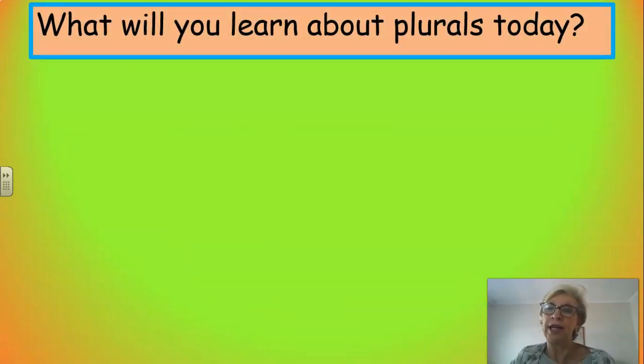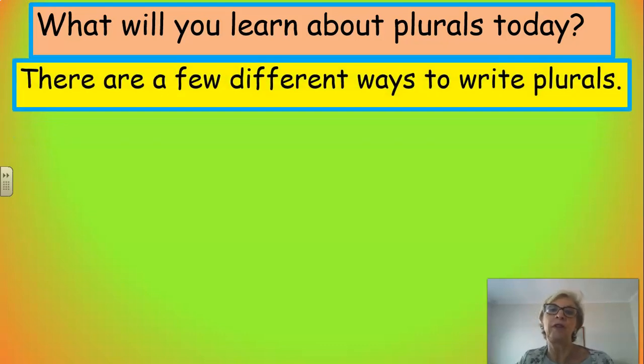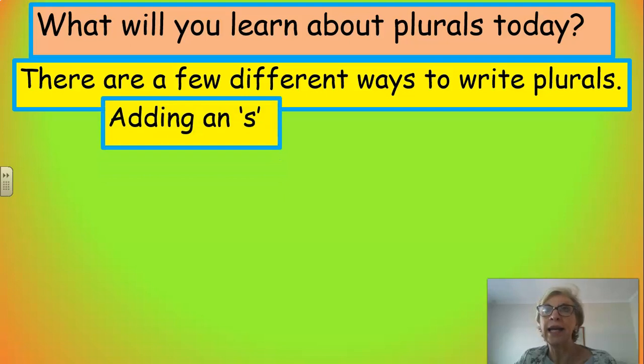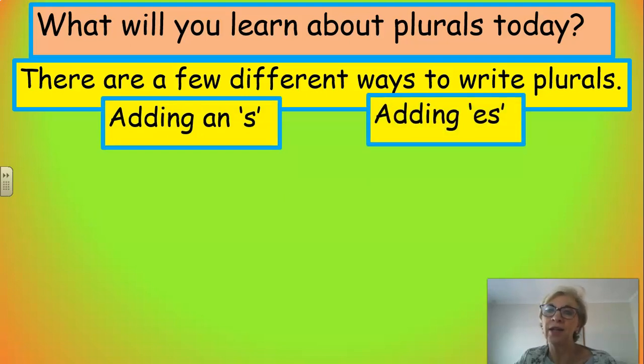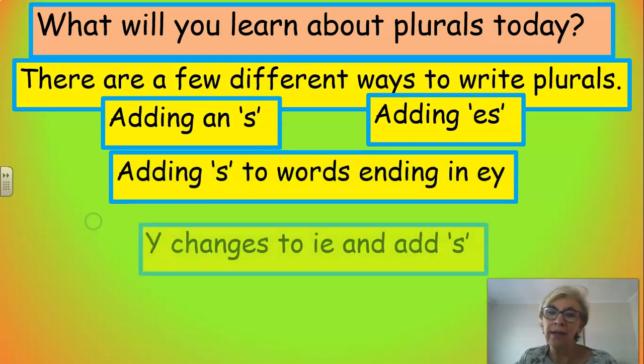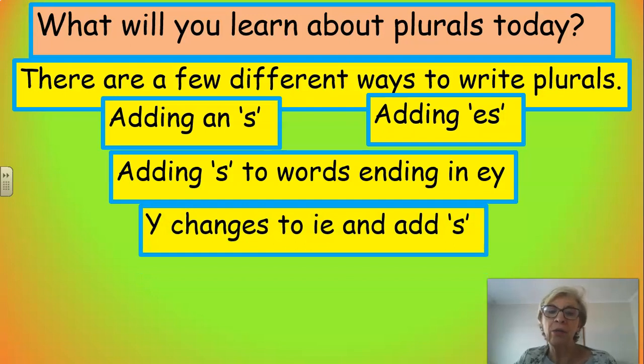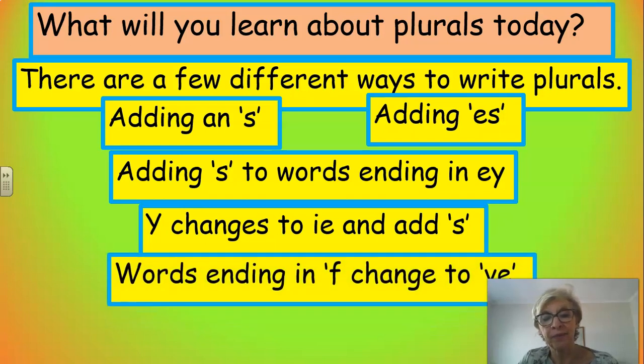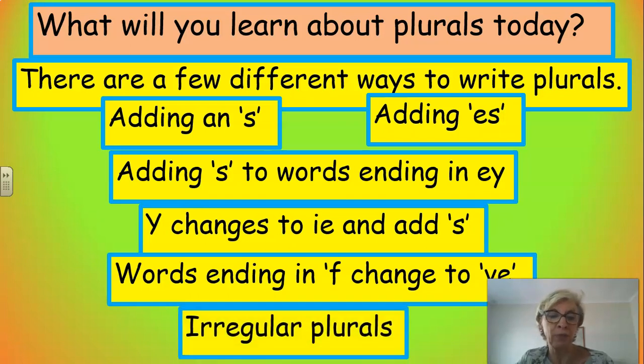What will you learn today about plurals? Well, you're going to learn that there are a few different ways to write plurals. We're not going to look at every single one of them, but we're going to focus on a few, like adding an S, adding ES to a word to make it plural, adding S to words ending in EY, then looking at how we change words that end in Y by taking the Y out, replacing it with IE, and adding an S. We're then going to look at words ending in F and how they change. The F changes to VE, and then you still add an S, and then at irregular plurals.